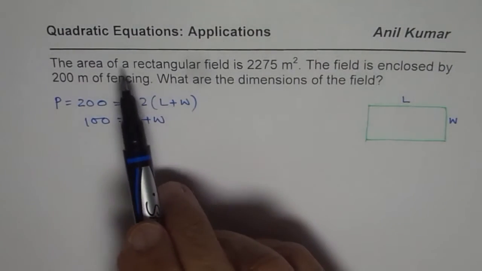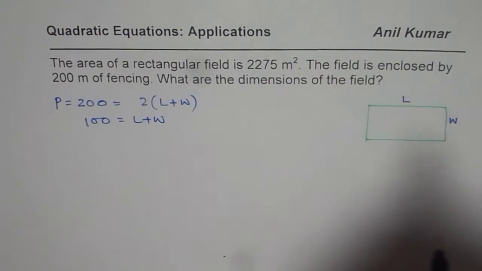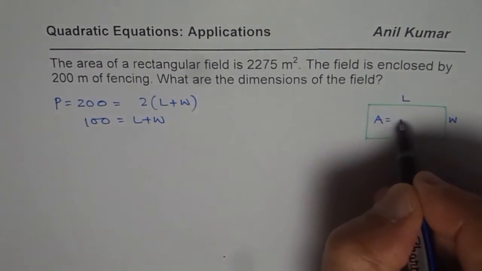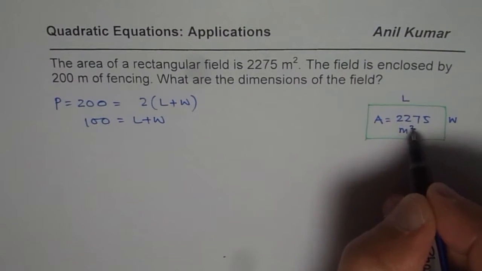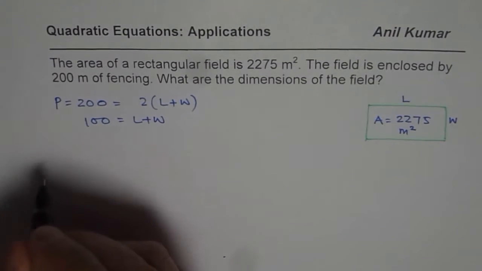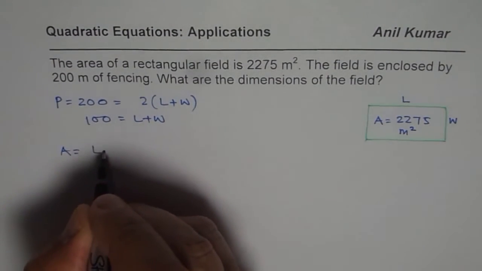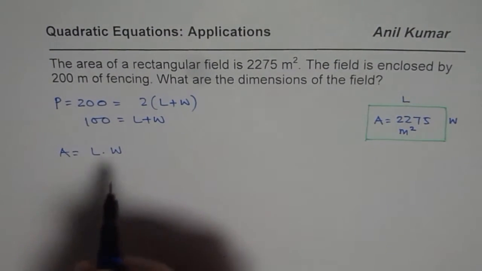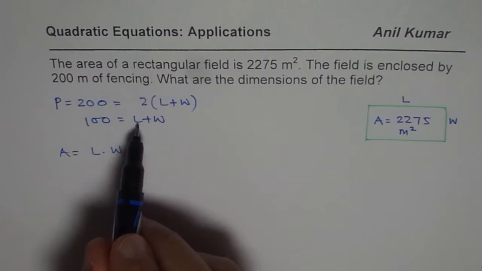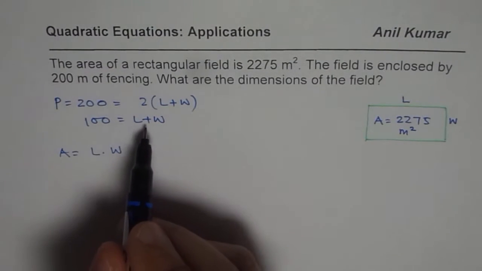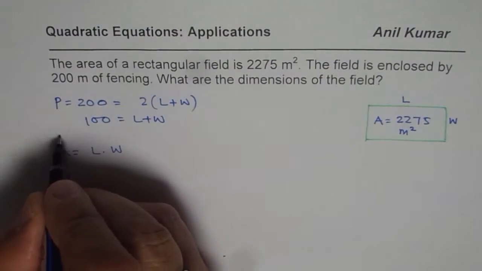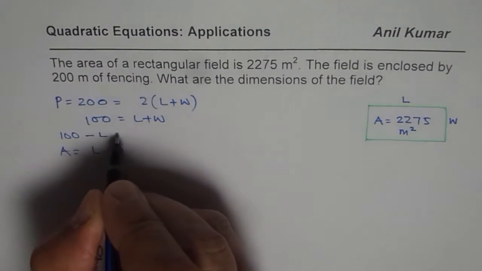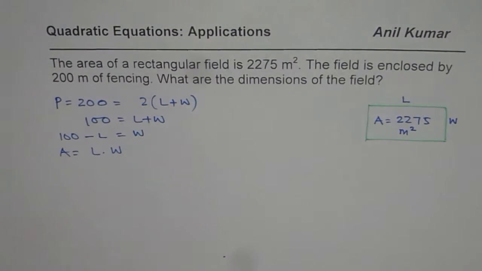Now we also know that the area of the rectangle is 2275. So we know area is 2275 and the units are meters square. So we can write down area as length times width. Since length and width are related, we can actually write one variable in terms of another. So we can say 100 minus length is equals to width, right?